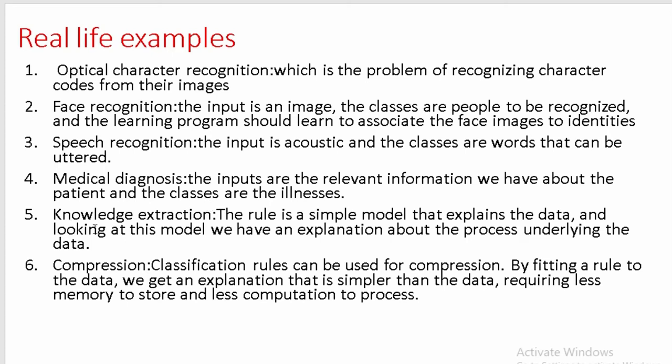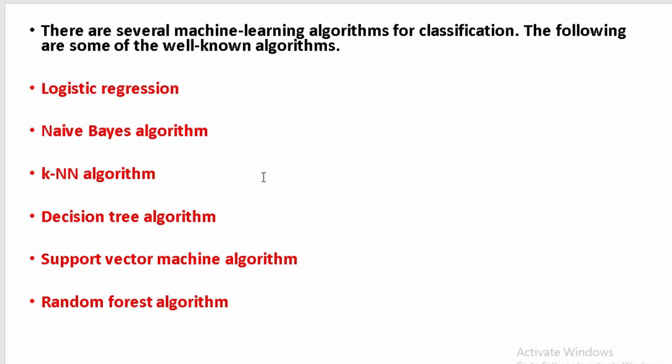Next, knowledge extraction. The rule is a simple model that explains the data. And looking at this model, we have to explain the process underlying that data. Next is its use for compression. That is, classification rules can be used for compression by fitting a rule to the data, and we get an explanation that is simpler than the data, requiring very little memory to store and very little computation to process. Now there are a few examples of machine learning algorithms. First one is logistic regression, naive-bayes algorithm, KNN algorithm, decision tree algorithm, support vector machine algorithm, random forest.